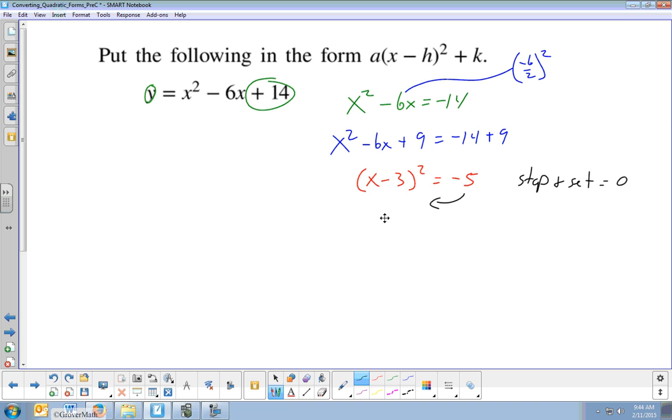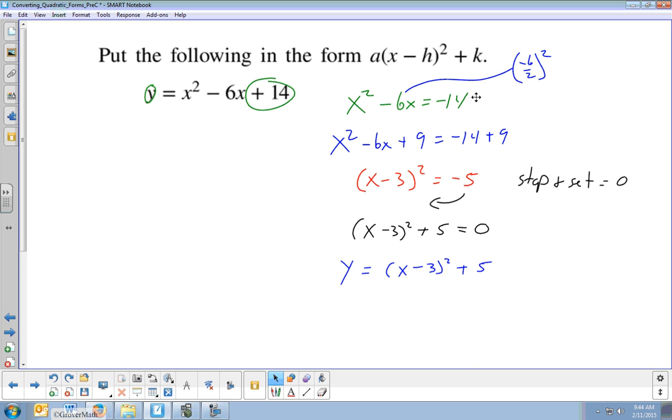And so I'm going to change this to be parentheses x minus 3 squared plus 5 equals 0. And I can now go back to what my first thing I did was I replaced my y with 0. Well, now I can replace it back with a y. So I end up with y equals x minus 3 squared plus 5. And that's my answer. That's actually what I'm looking for here, is I'm looking for it to look like this.